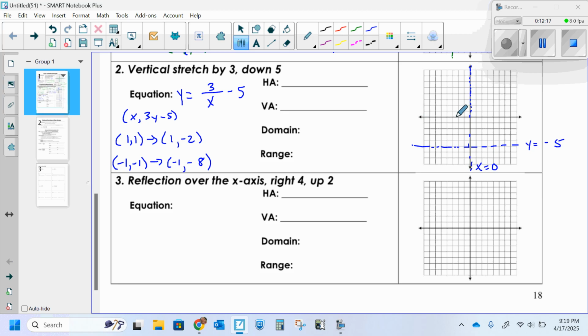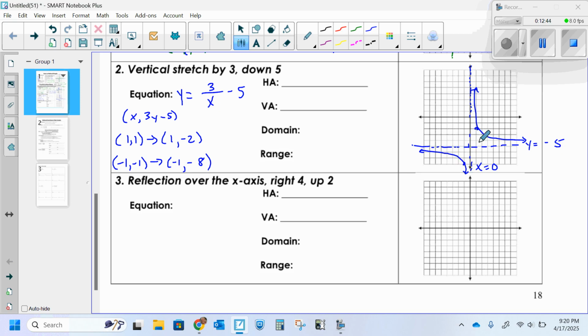Okay, we're going to come over here and graph these guys. 1, -2, and then -1, -8. That's 5, 6, 7, 8, right on the edge here. And then do your best to graph these. They should not be L-shaped. They should really be curvy. The bigger the stretch, the bigger the curve. And it should have some kind of symmetry.